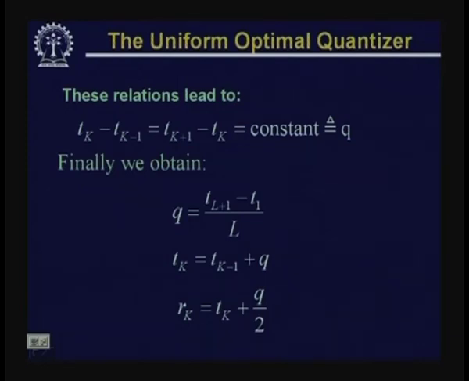We also get the transition level T k in terms of transition level T k minus 1 as T k equal to T k minus 1 plus q, and the reconstruction level R k in terms of the transition level T k as R k equal to T k plus q by 2. So, we obtain all the related terms of a uniform quantizer using this mean square error quantizer design, which is the Lloyd-Max quantizer for a uniform distribution.